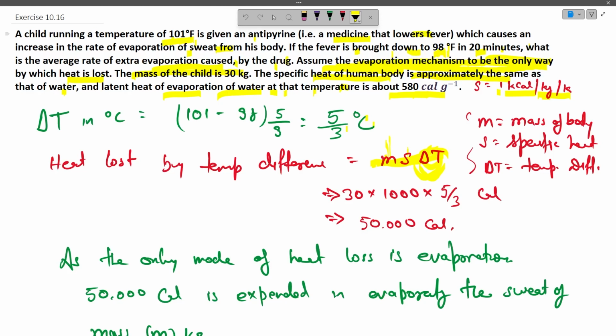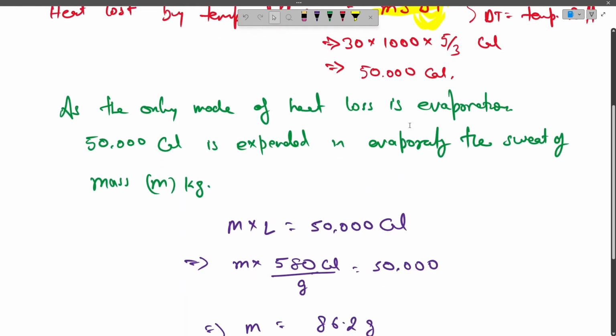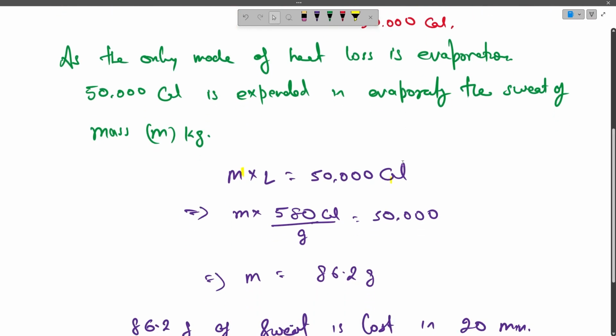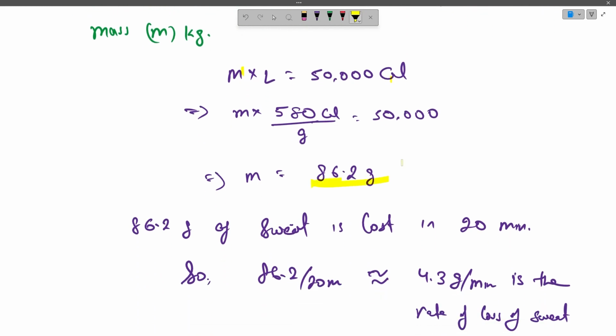Now, since we have been given that we assume the evaporation mechanism to be the only way by which heat is lost, this entire heat energy is going to cause the sweat to evaporate. Now we can calculate the mass of water that can be evaporated, as we know that the latent heat of evaporation is given. So the latent heat of evaporation multiplied by the mass of water must be equal to 50,000 calorie, because this is the only mode of loss of heat, that is, the evaporation of sweat or water. So if we equate these two quantities, then we get a mass of 86.2 gram. So 86.2 gram of water is lost as the boy goes from 101 degrees Fahrenheit to 98 degrees Fahrenheit.